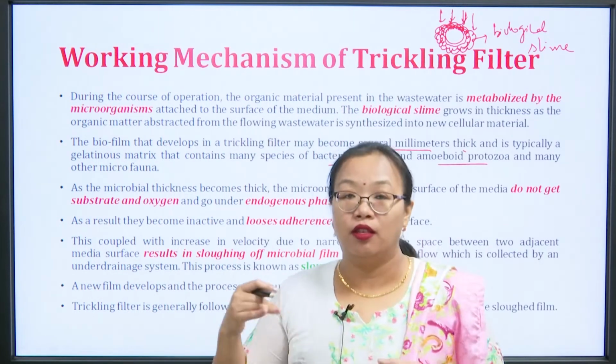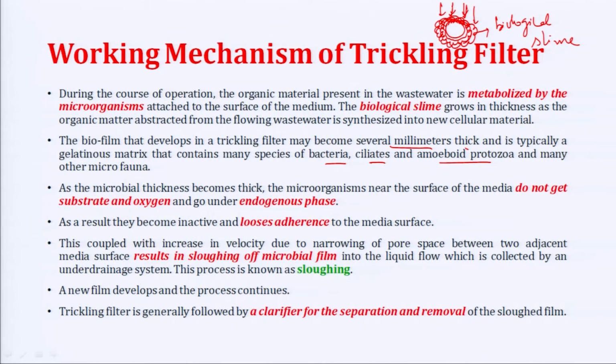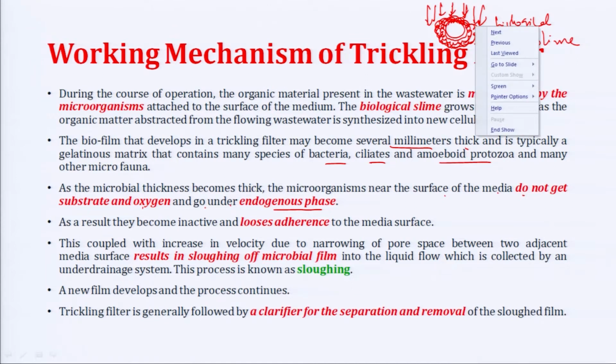Okay. So, now the process. As the microbial thickness becomes thick, the microorganisms near the surface of the media do not get substrate and oxygen and go into the endogenous phase. So, what will happen? It grows thick, and the wastewater is going to flow like this. The uppermost part, or the topmost part, of the bacteria is going to get all the food.